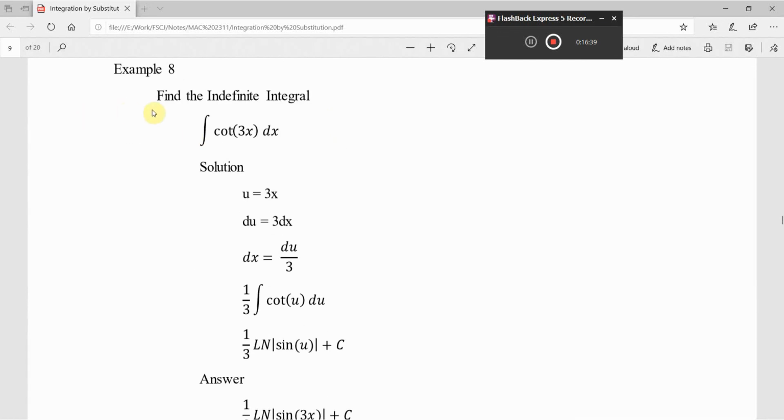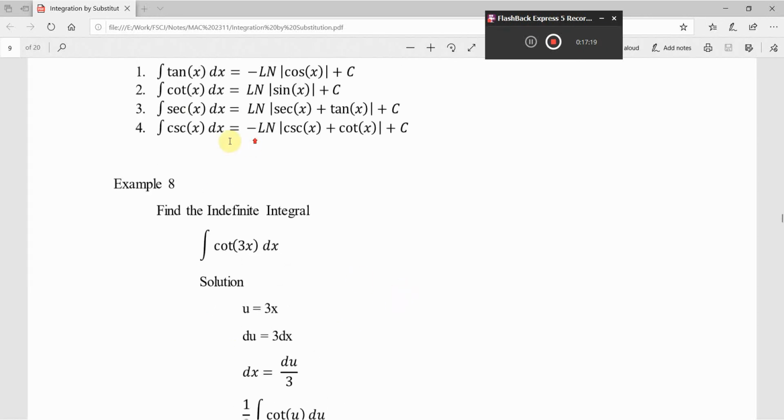Let's take a look at example number 8. So find the indefinite integral, the antiderivative of cotangent of 3x dx. So my solution, I'm going to let u equal to 3x, which means du is 3 times dx, which gives me dx is du over 3. So when I do my u substitution, the 3x becomes a u, and my dx becomes du over 3. And that over 3 is going to become a 1/3 out in front.